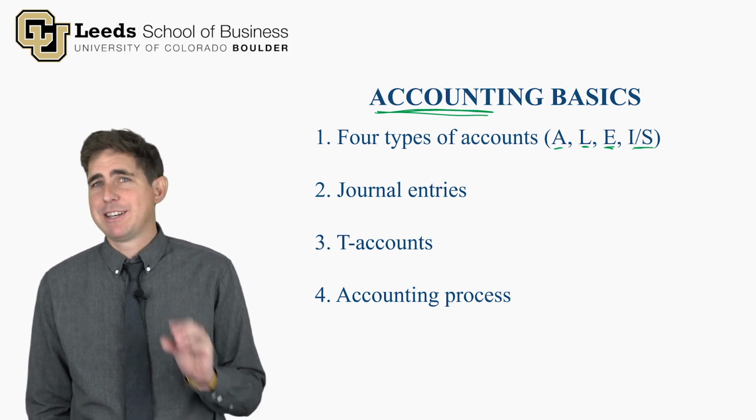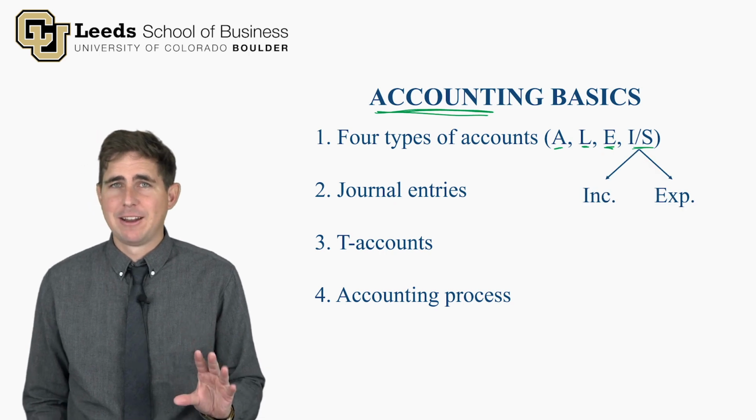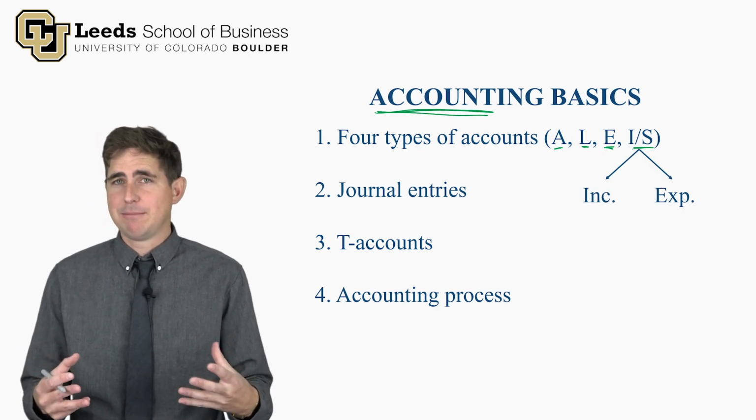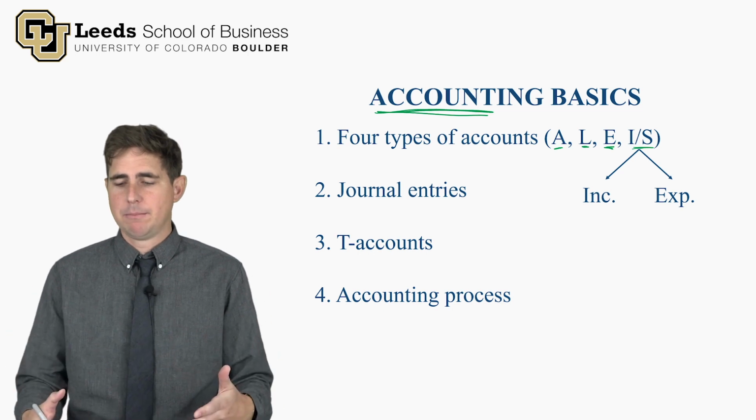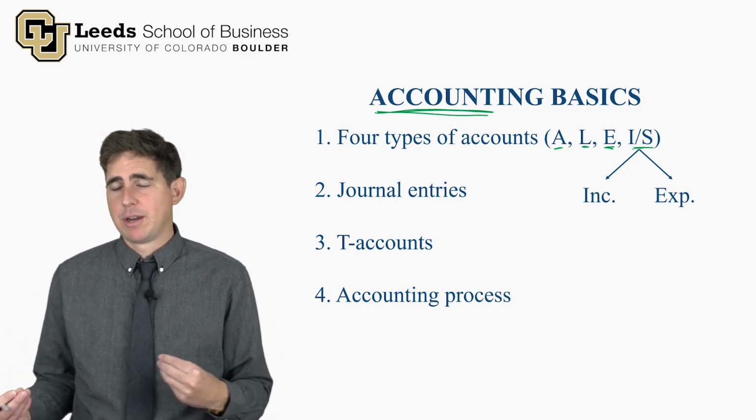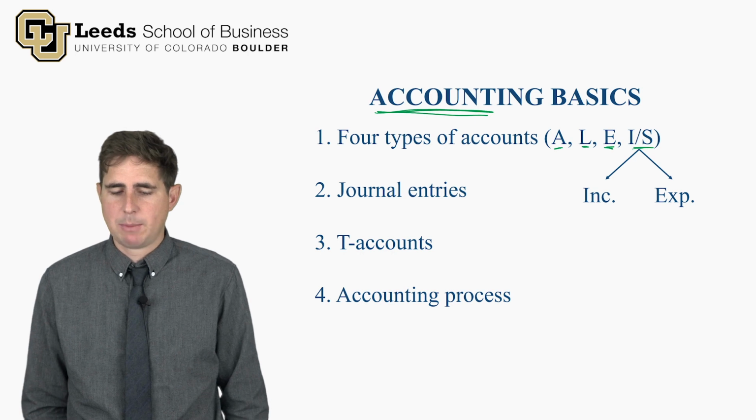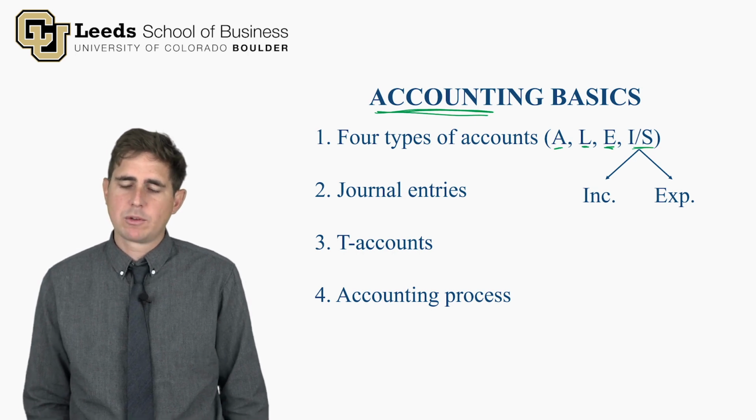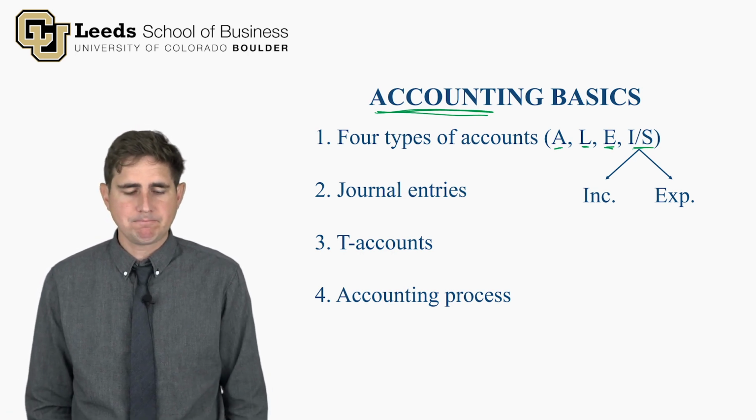And if you want to break up income statement further, I guess you could say that there are good things for the income statement, things that make net income go up, income, and things that make net income go down, expenses. And so we have income and expenses on the income statement, but I don't consider them separate categories.